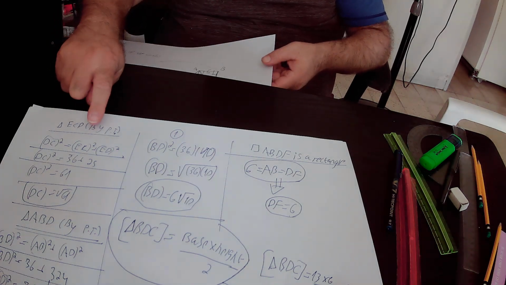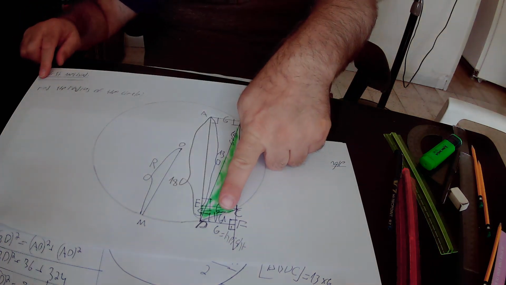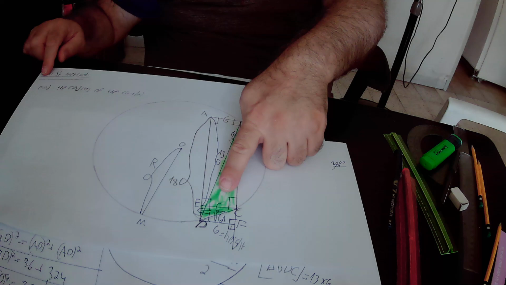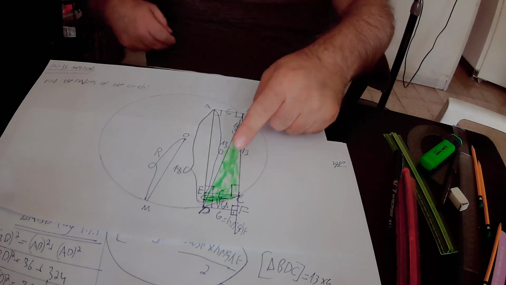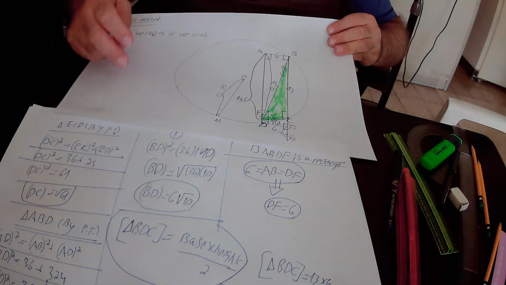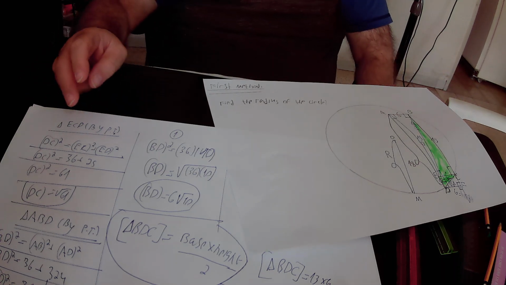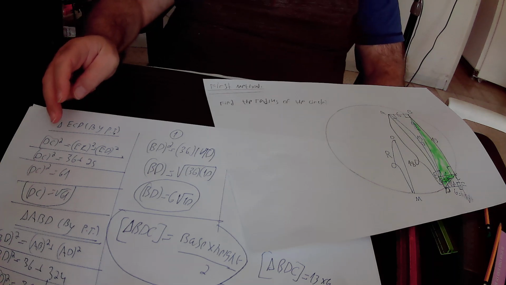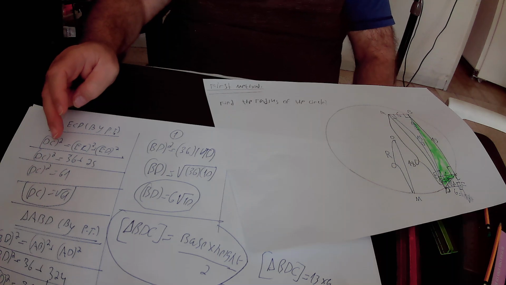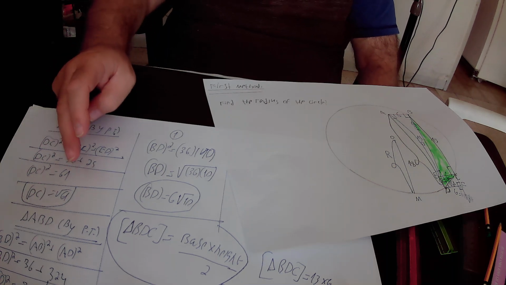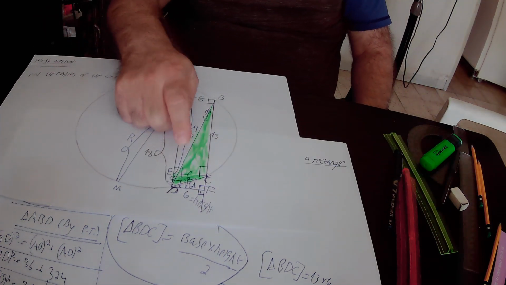So DC square equals EC square plus ED square. EC equals 6, therefore EC square equals 6 square, that is 36, plus ED square. ED equals 5, therefore ED square equals 5 square, that is 25. So in conclusion, DC square equals 36 plus 25, that is 61. We took a root of this equation and found out that DC equals the square root of 61. Here the hypotenuse DC equals the square root of 61.